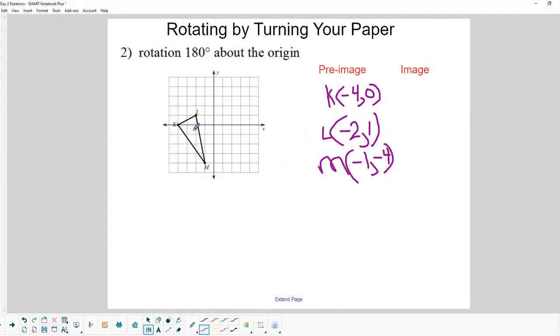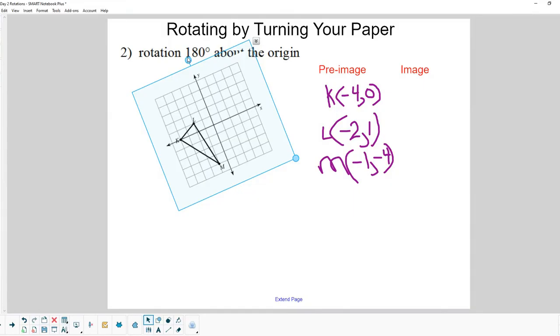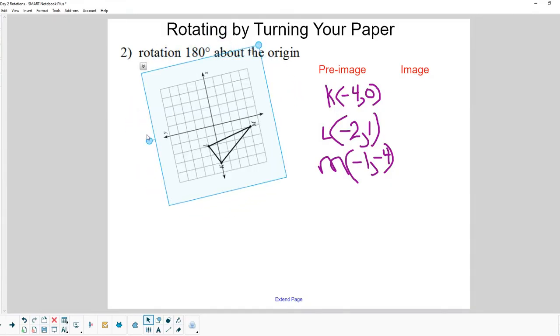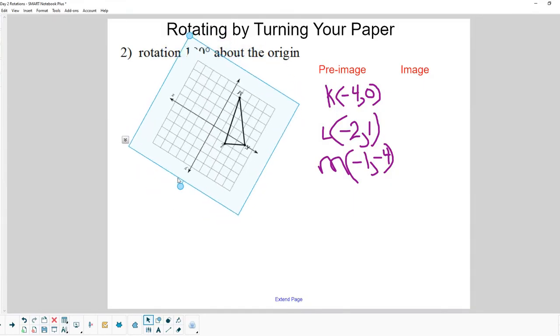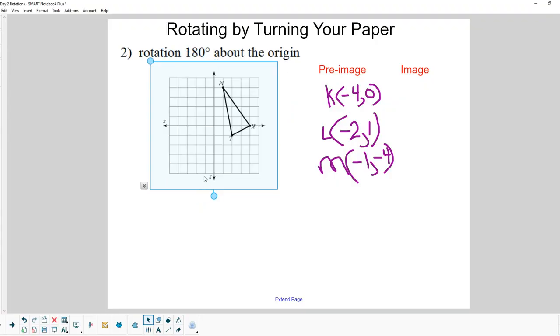Okay, now we're going to rotate it 180 degrees about the origin. So click on it, hold on the center of your paper right here, and then rotate the whole paper. So 90, 180, oh, we're going to go 180 degrees. It doesn't matter if we go counterclockwise, which we just did, or clockwise. Okay, so our new image would be as follows.